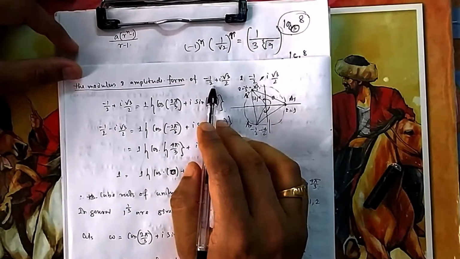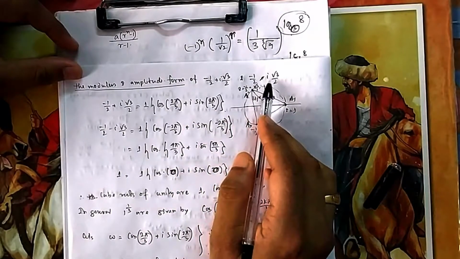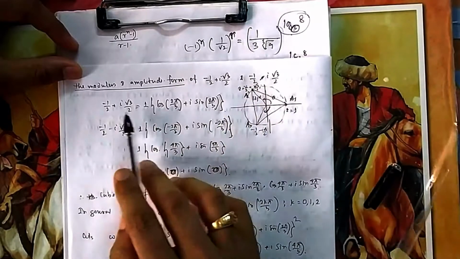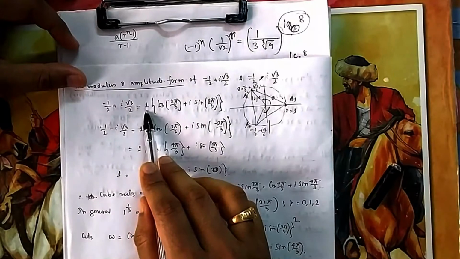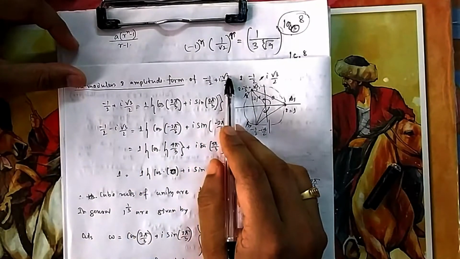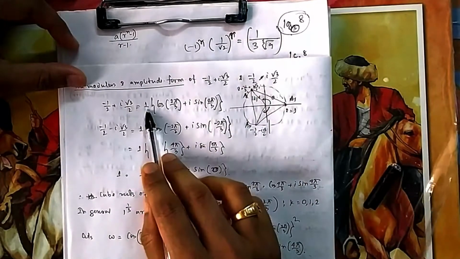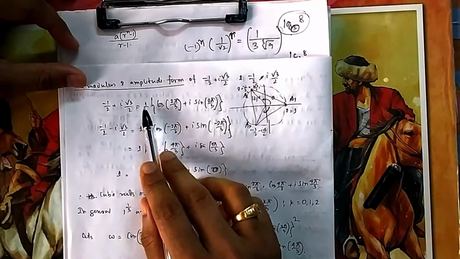So now if I want to write these complex roots in modulus and amplitude form, what will be the modulus? Under root this square plus this square, if you do, half square is 1 by 4, this is 3 by 4, 1 by 4 plus 3 by 4 is 4 by 4, that is 1.